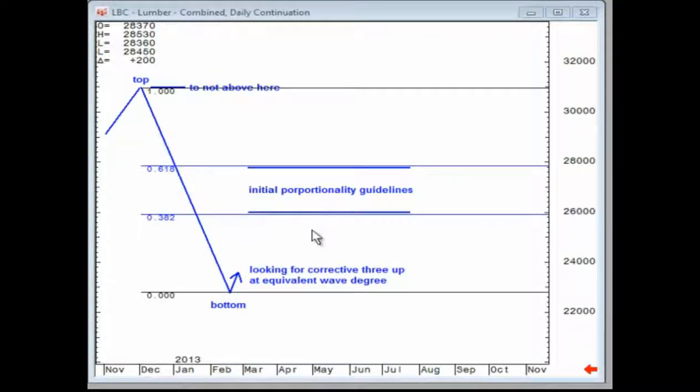Next thing you know is you're going to look for some proportionality in terms of both price and time. As the market just begins to move, you're thinking it ought to carry at least towards the 382, quite maybe probably into the 618 territory, if not a little bit higher, but not above there. The market has just begun its move. And also, from a time perspective, you'd like it to take some time because it's at equivalent wave degree.